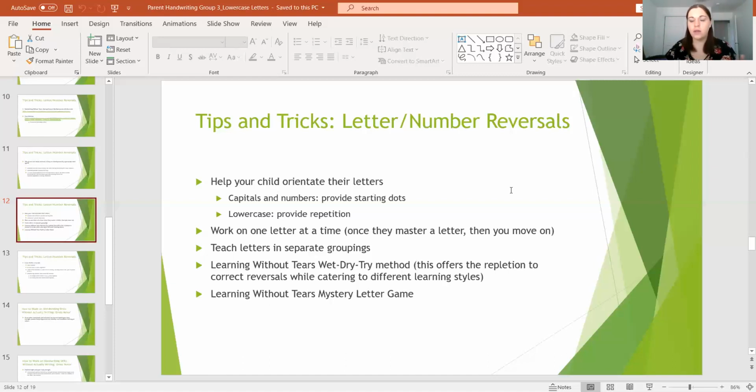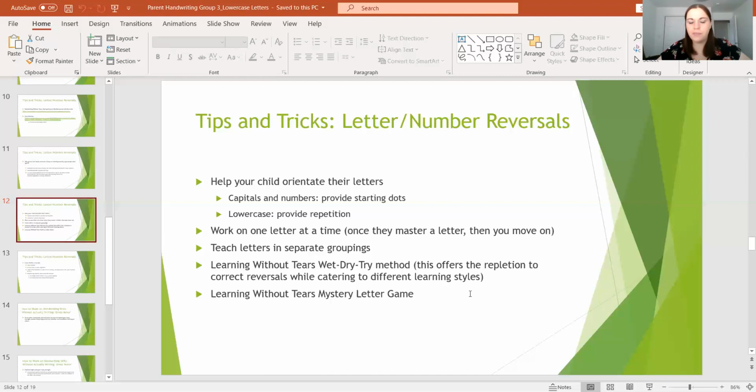And then essentially you clear the board, and then they get to try it themselves, so they get that copying component. So it's a great way of doing repetition. It's multisensory, and it's fun. Kids typically love it. And I'm not going to talk too much about the letter mystery game, just because the Learning Without Tears program does a lot with it, and you'll learn about it through the webinars.